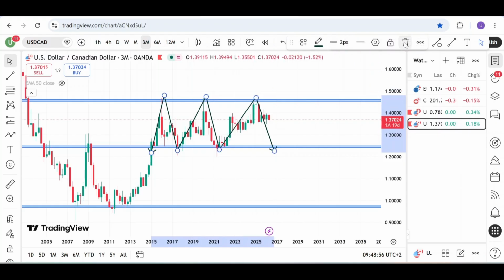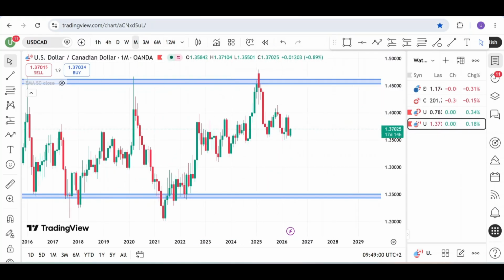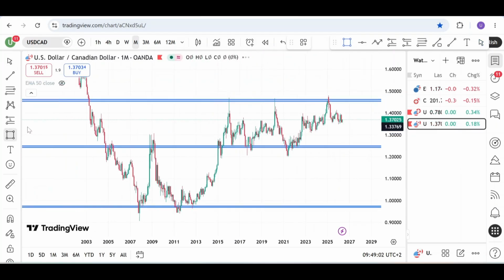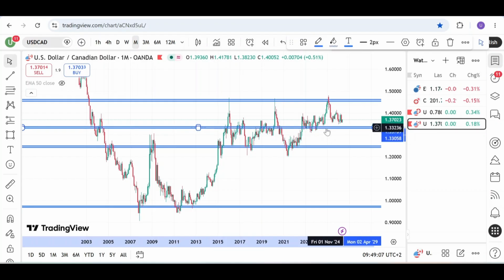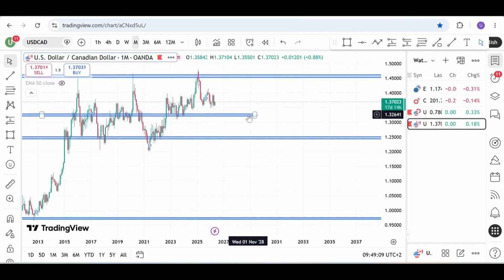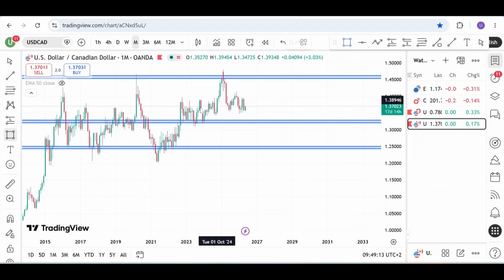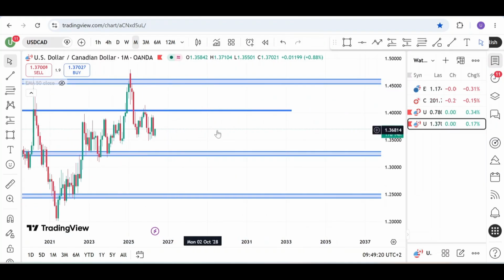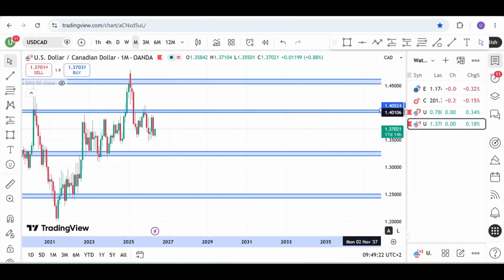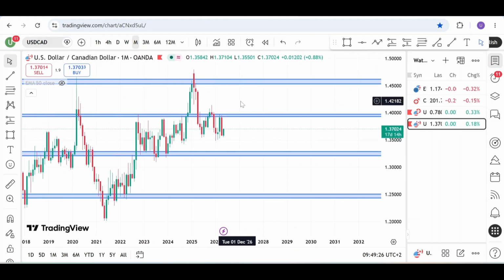So without further delay, let's go to the monthly time frame to see what's going on. This is a monthly midway zone here. This is a monthly zone here, and this is also another zone here. Okay, cool. As you can see here, we are in a downward trend.